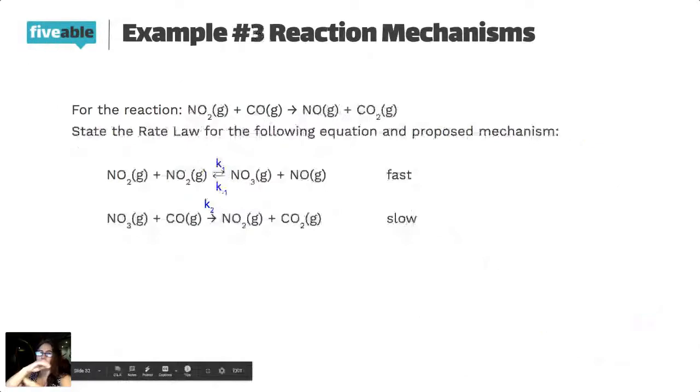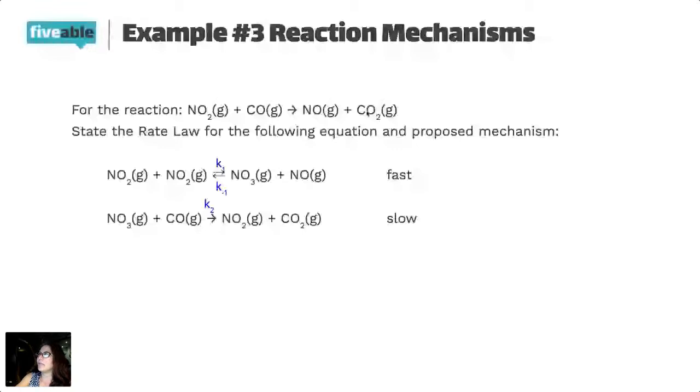Okay, now we have another example. So this is the reaction. Again, nitrogen dioxide and carbon monoxide gives you nitrogen monoxide and carbon dioxide. It says, state the rate law for the following equation and for the following proposed mechanism. Okay, is the first requirement met? If you add both of the equations, would it give you the overall? Yes, right? If we add them, it will actually give you the overall.